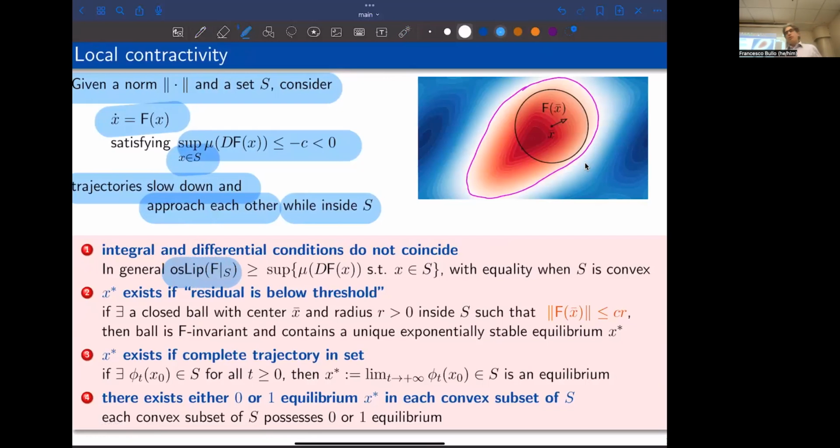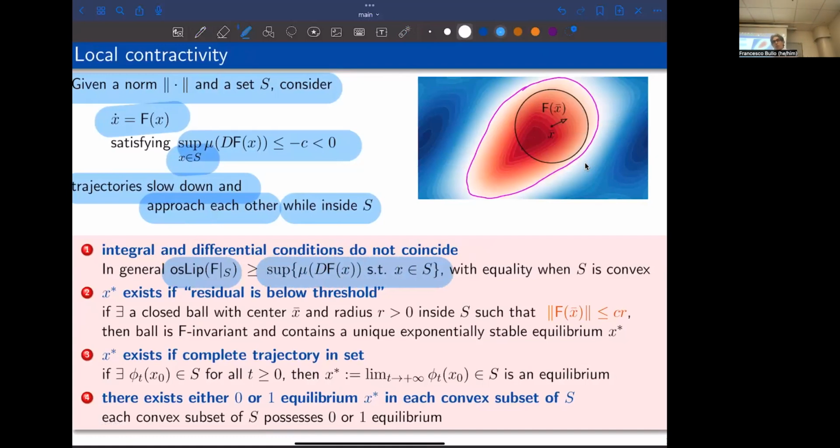So the theory that I have presented for you works, even if you're not globally contracting, so long as the set you're working with is convex. If it is not convex, then I am sorry to have to inform you that the 2 definitions are not equal any longer. And the one that you really want to use is not the integral, but rather the differential one.